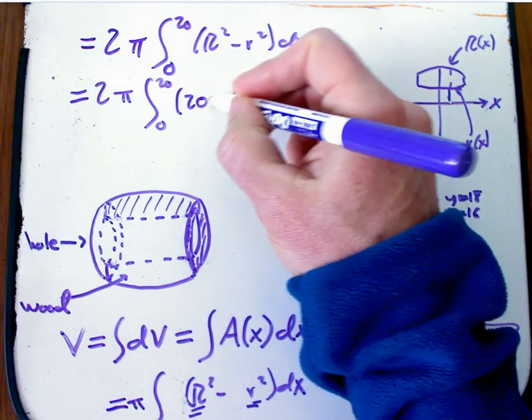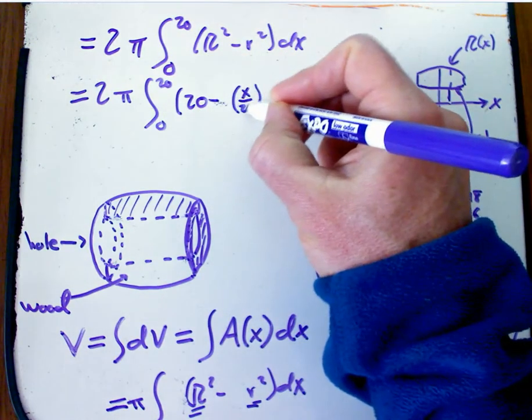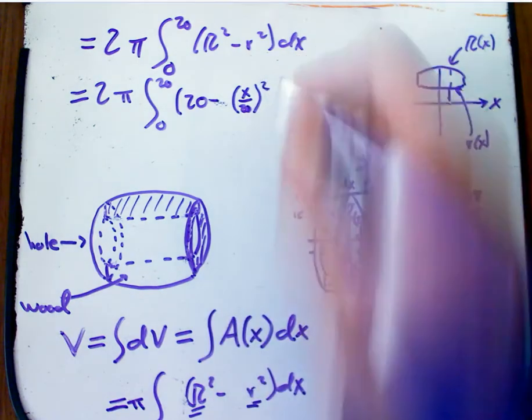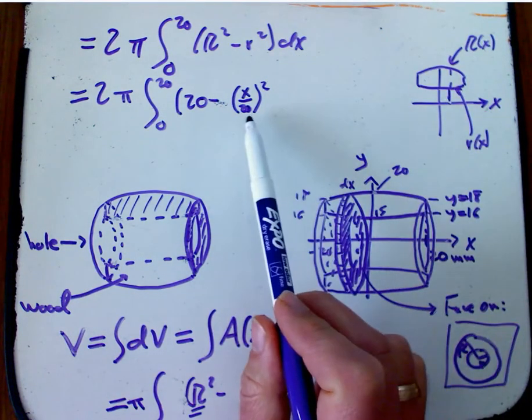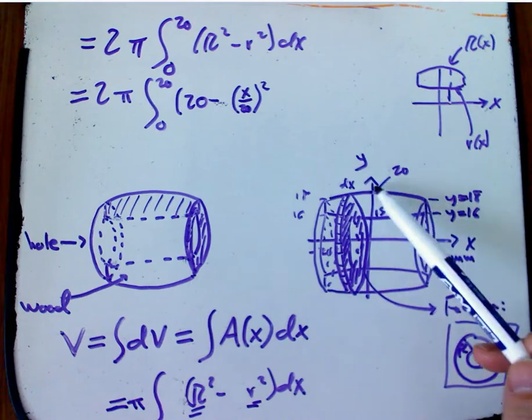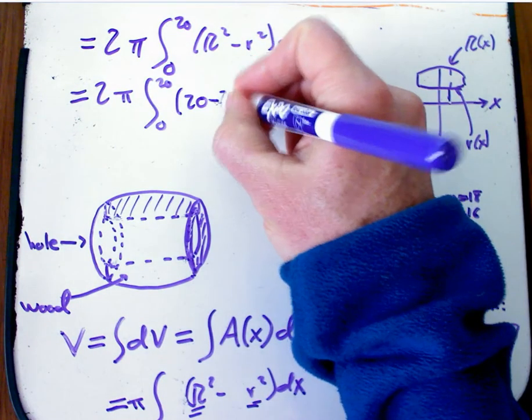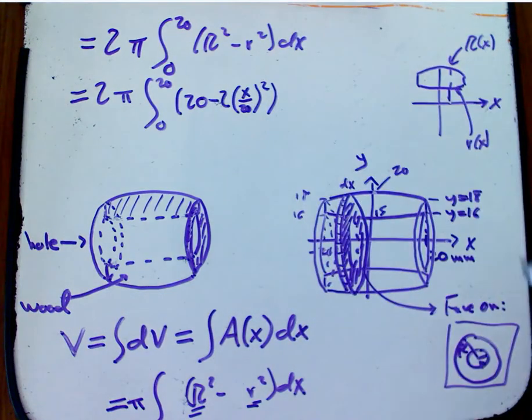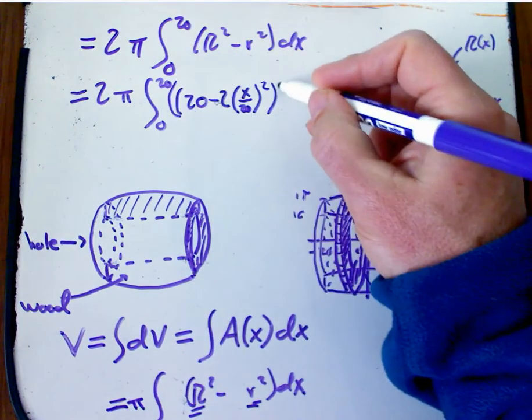Let's see. We want, when x is equal to 20, if I take 20 minus x over 20 squared, that'll take it down by 1. Ooh, I wanted to go from 20 to 18. 20 minus 2. Aha. Okay, so that's that big R. And then that's all squared.